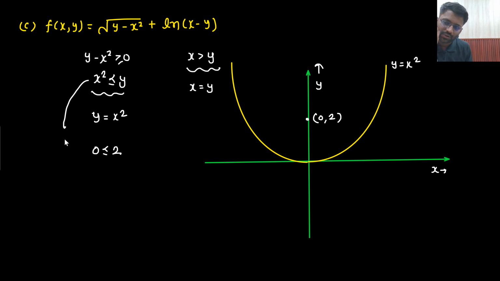Here I am putting x equals to 0 and y equals to 2. Is it acceptable? Yes, sir. That means this much region would be accepted. Inside region would be accepted. Sir, outside region would be accepted or not? You can take up any point.